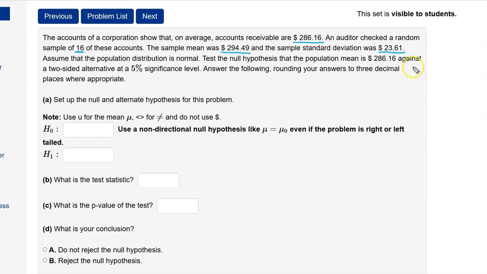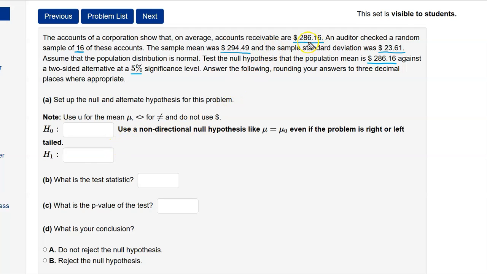And the sample standard deviation was found to be $23.61. Let's assume that the population is normally distributed, and we want to test the hypothesis that the population mean really is $286.16 against an alternate two-sided test at the 5% significance level. So let's set up our null and alternate hypothesis, calculate our test statistic and our p-value, and determine whether we should reject or fail to reject the null hypothesis.